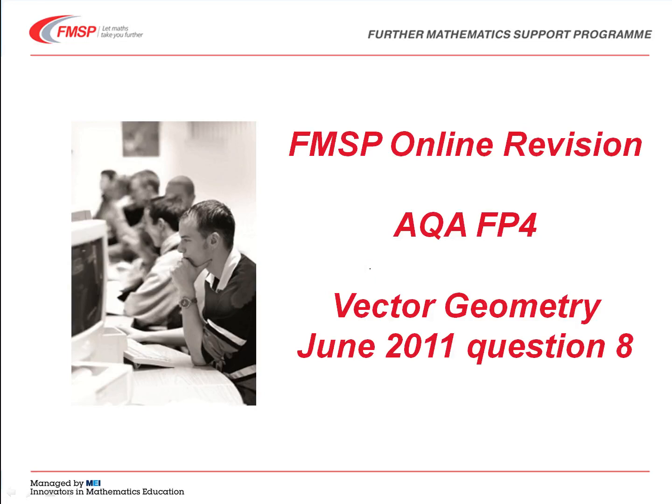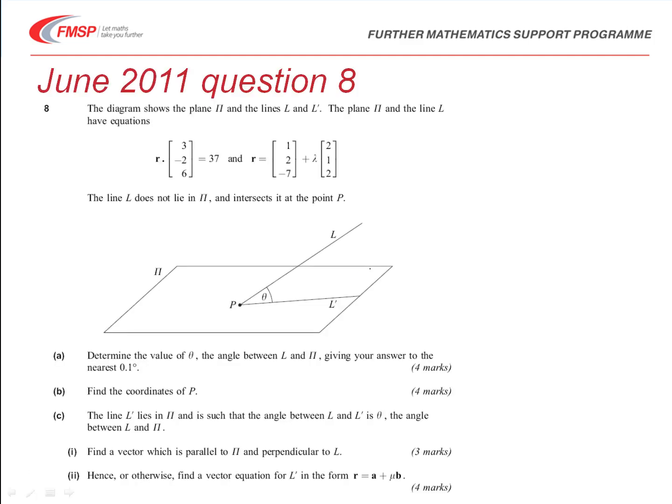Welcome to this online revision session for AQA FP4, in which we'll be looking at the June 2011 question 8 on vector geometry. As you can see, we'll be given the equation of a plane. Remembering this vector here, 3, negative 2, 6, is the normal to the plane.